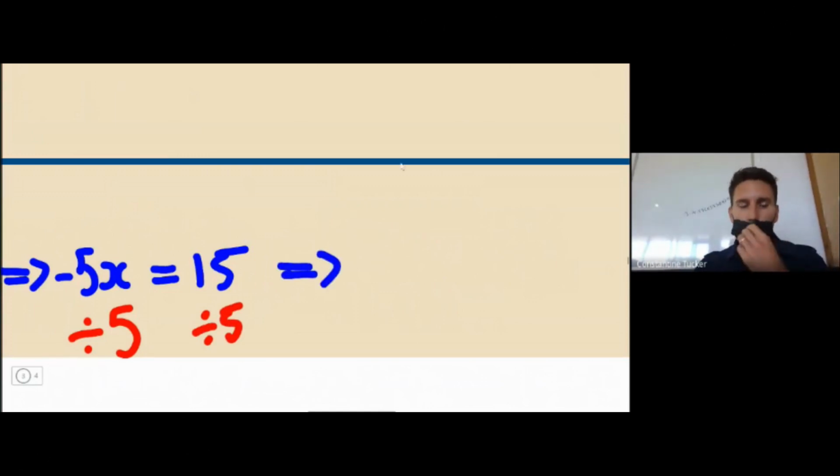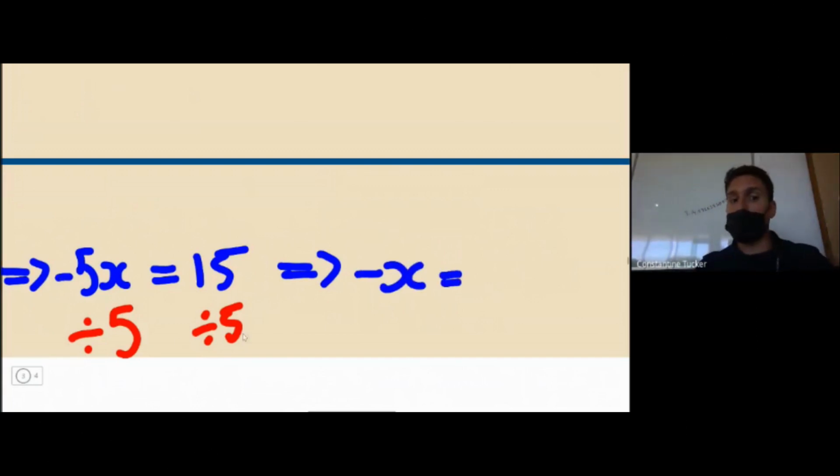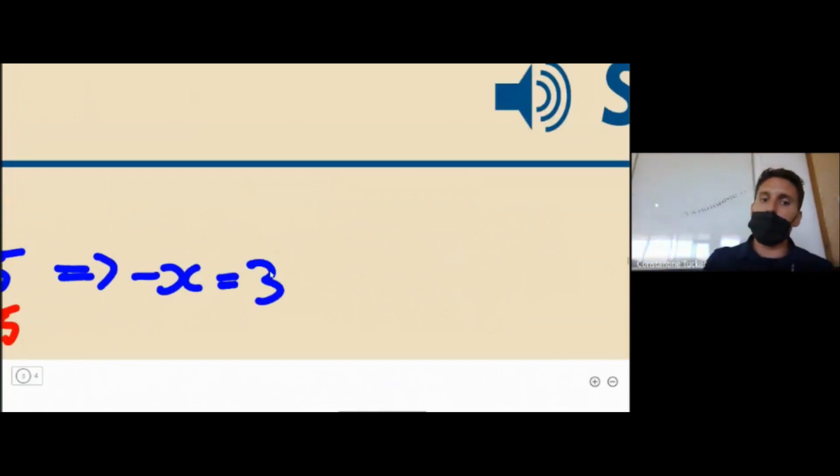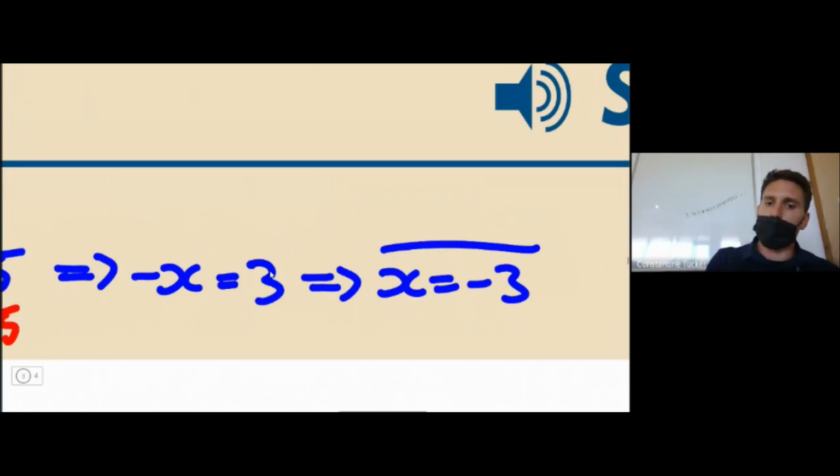Okay, so now if we divide both sides by 5, what do we get on the left? Well, the 5 and the 5 will just be divided with each other, but the minus will stay there. So you get minus x, and then on the right, what's 15 divided by 5? 3. So minus x is 3. So what is x? Minus 3. Minus 3, exactly. So if minus x is 3, then the opposite will be minus 3. So x is minus 3.